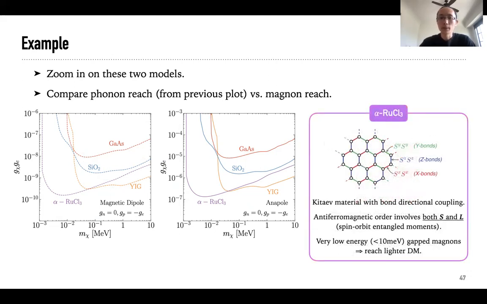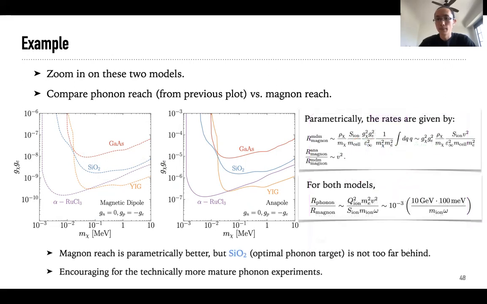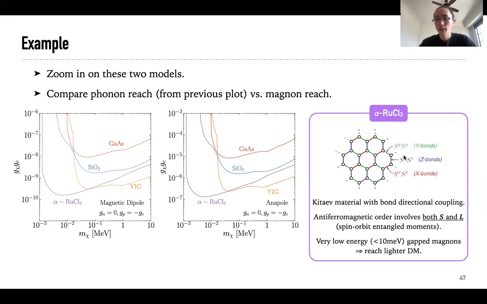The other target that we looked at is more speculative, alpha ruthenium trichloride. This is one of the so-called Kitaev materials. And the interesting feature is that there's a bond directional coupling. So what this means is that this is a three-dimensional material, but it has a layered structure. In each layer is a honeycomb lattice, as you see here. But the three types of bonds are different.